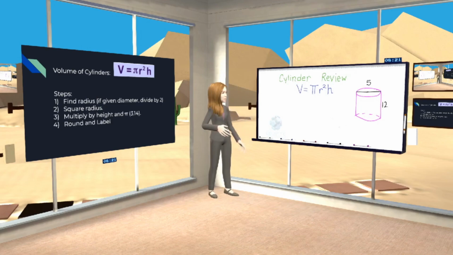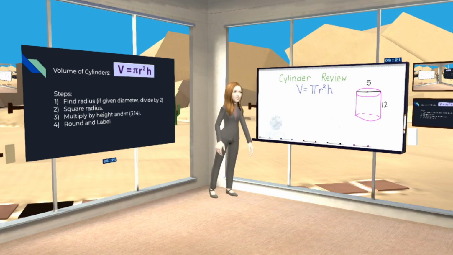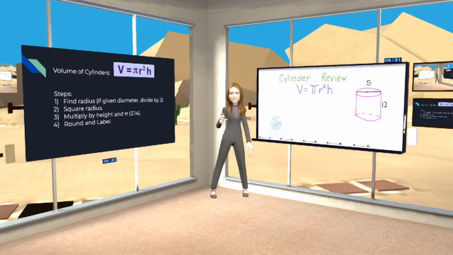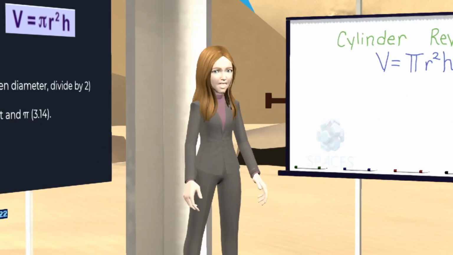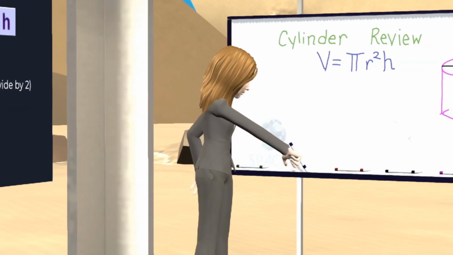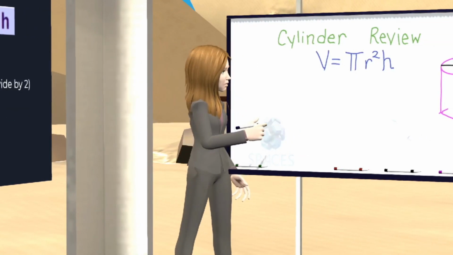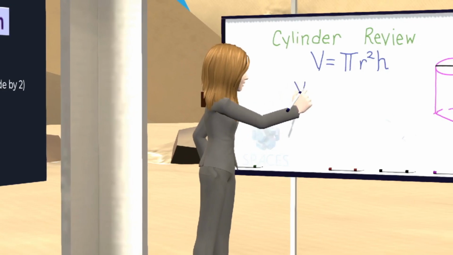So over there we have the cylinder that we're going to work on here today. So the height of that cylinder is 12 and the diameter is 5. So again, when following our steps, we are first going to find radius. So if your diameter is 5, what is your radius? 2.5. So let's plug that in.